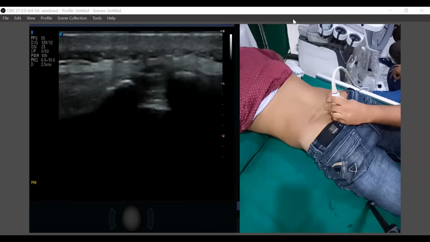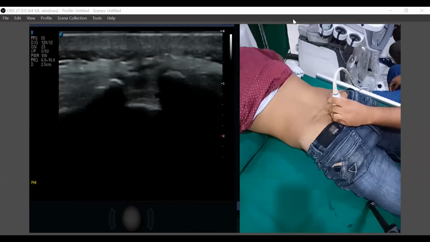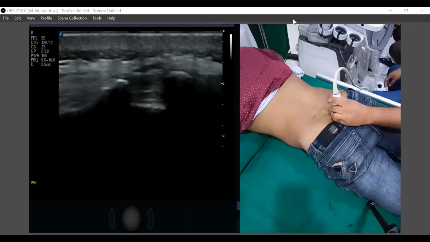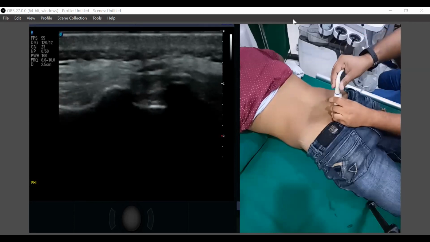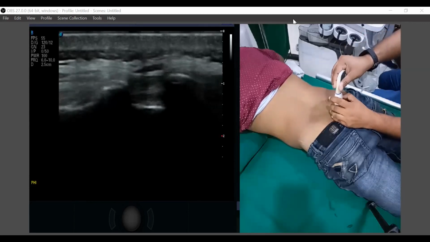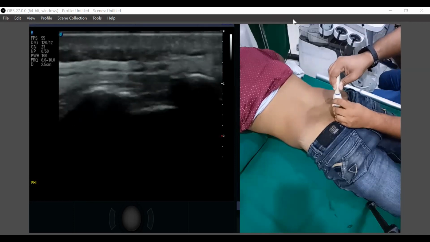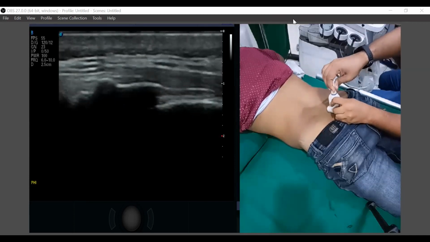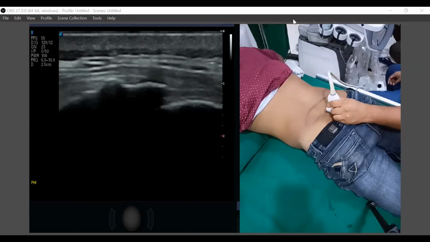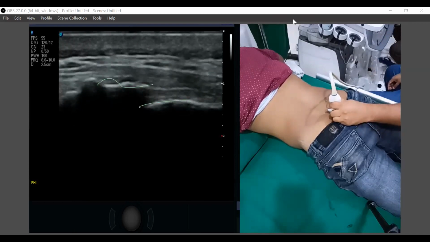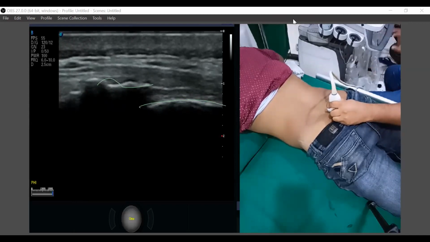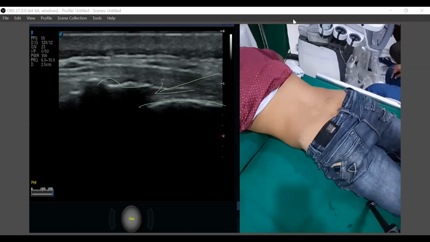So in this area, what we are doing, from the transverse, keeping it at the center, we are rotating the probe by 90 degrees so that the aspect marker will be towards the cranial side. So our head will be towards the left of the screen. Cranial side will be the left of the screen. So now I have moved. This is a beautiful picture and beautiful ultrasound. You can see the step.